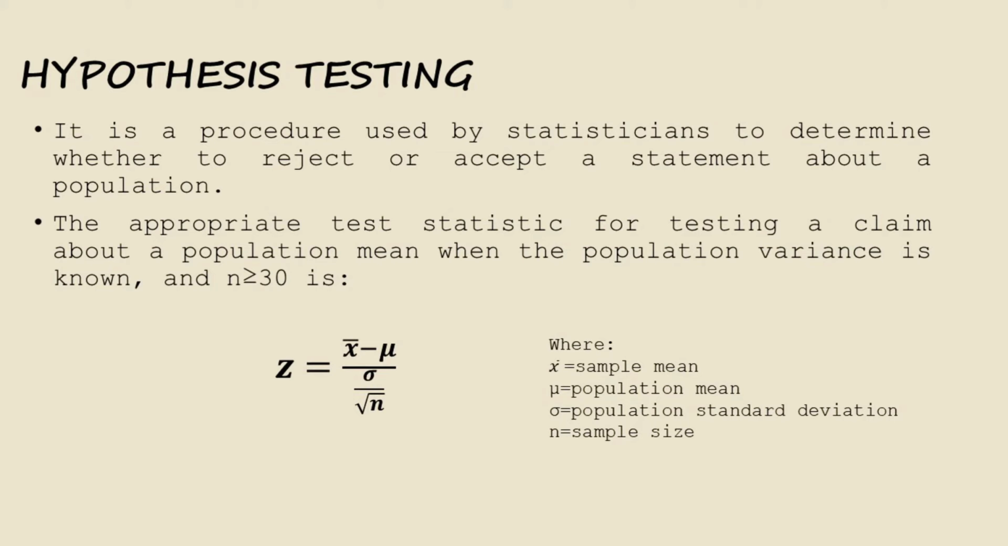Okay? So kung ang given situation natin is yung sample size is greater than or equal to 30 and yung variance natin or yung population variance natin is known or given din sa ating situation, then yung formula natin to solve for the test value is z is equal to x bar minus mu all over sigma or population standard deviation over the square root of n, where x bar is the sample mean, mu is the population mean, sigma is the population standard deviation, and n or small letter n is the sample size.